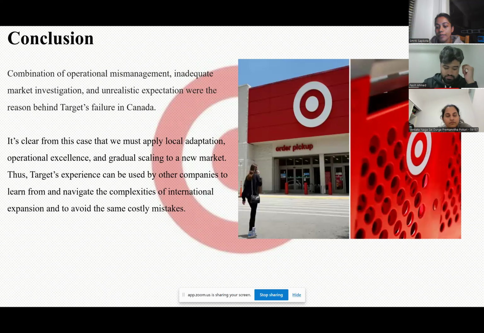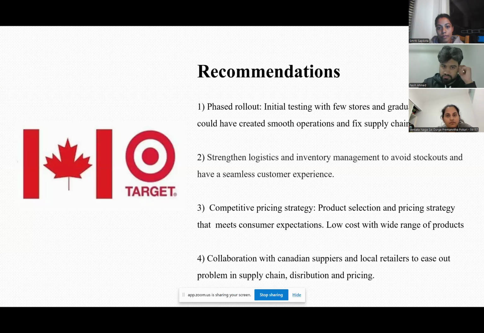Next slide, please. After studying the problems faced by Target Canada, we have made a few recommendations. The first one is a phased rollout. We first need to conduct a few test stores instead of opening 124 stores in a year. We need to first test with a few stores and then do gradual expansion. This could have prevented or fixed Target's supply chain problems and would have created a smooth customer experience.